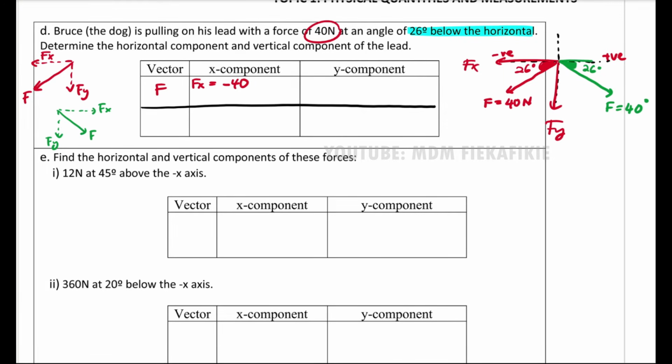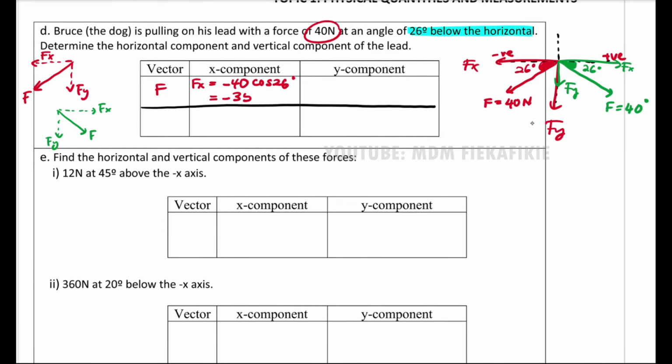Kalau yang Y, angle dia pun rapat dengan X component juga. Pilih ada salah satu. So, negative 40 cos 26 degree. Okay, you substitute dan you akan dapatlah jawapan dia mesti dapat negatif. Okay, negatif 35.